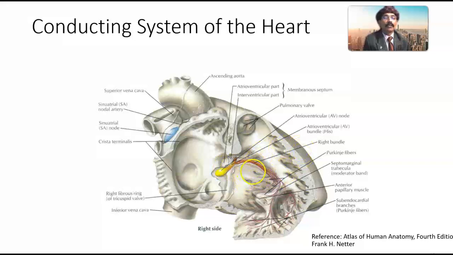This is the right bundle, and we have also on the other side the left bundle. Bundles are shared by both the anterior interventricular artery and posterior interventricular artery. Both the arteries supply the bundles. This is the Purkinje fiber, supplied by the left and right coronary arteries.